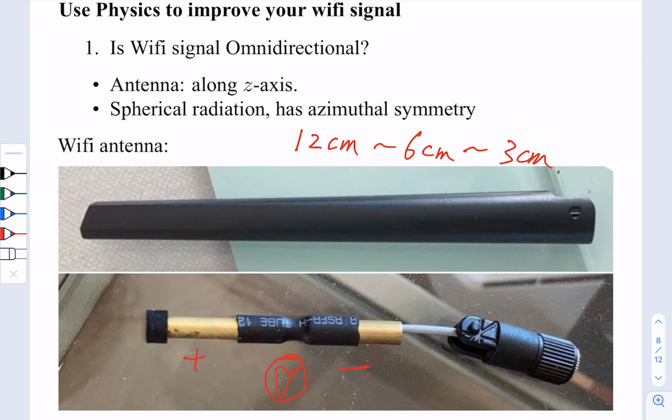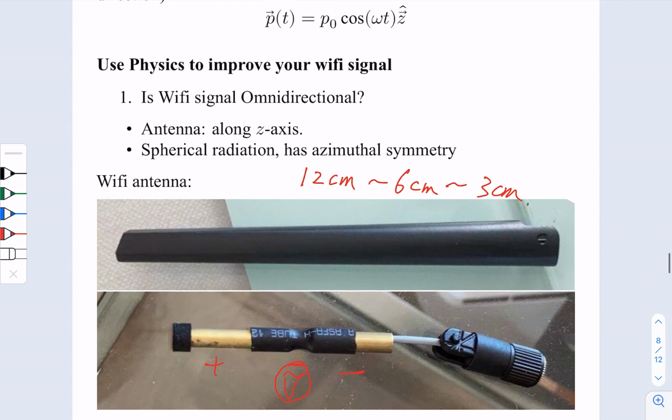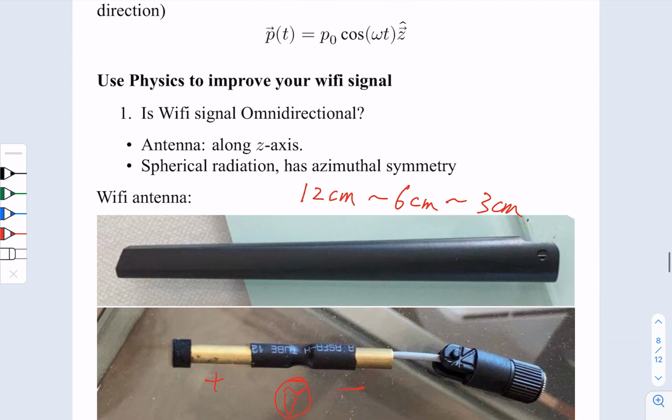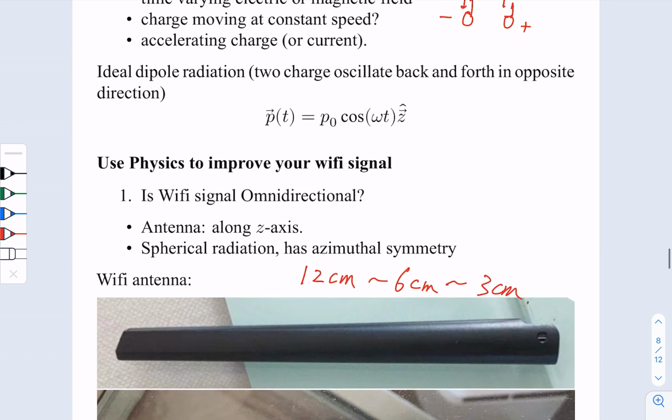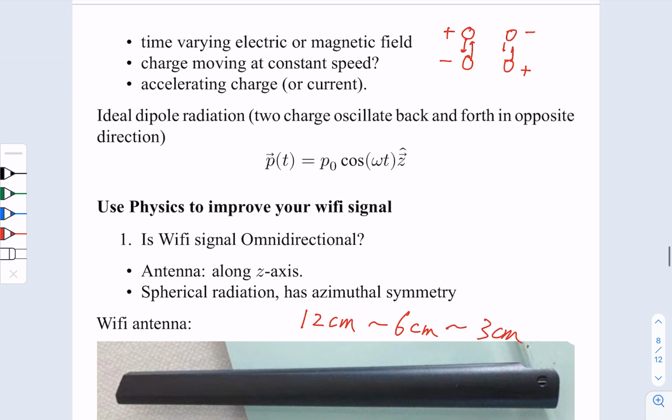Now, if you are curious how the Wi-Fi radiation signal behaves, you can simply turn to chapter 11 of Griffiths, where they derive in detail how the radiation behaves.